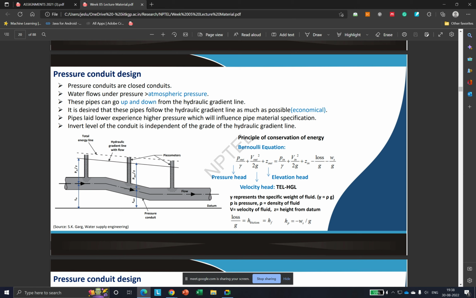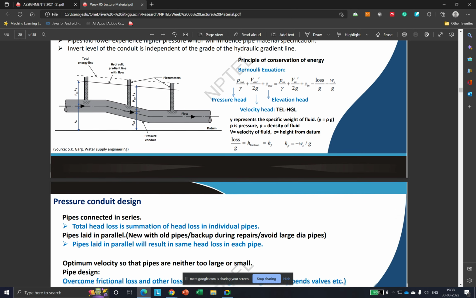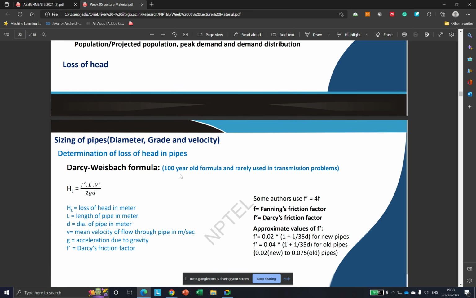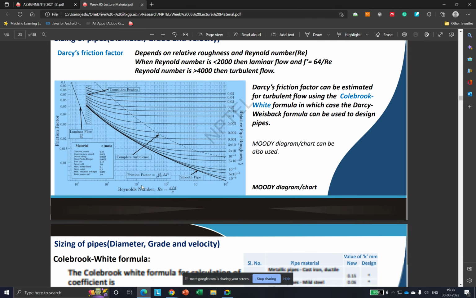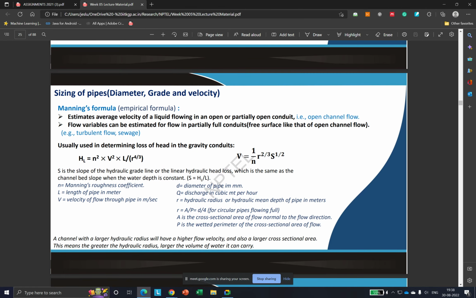So this is from Bernoulli's equation. We found what the pressure head, velocity head, elevation head, and all that are. And from here only we are coming back. We looked into Darcy-Weisbach, and then finally we are coming to Manning's formula.